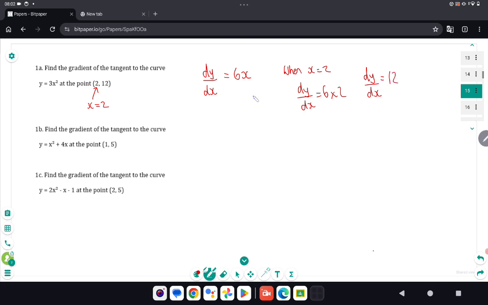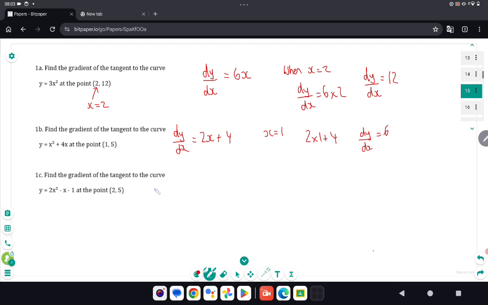Find the gradient of the tangent to the curve y equals x squared plus 4x. If we differentiate, times by the power, take 1 off the power, we get 2x plus 4. So when x is equal to 1, put that into our gradient function. 2 times 1 plus 4, 6. So the gradient is 6.